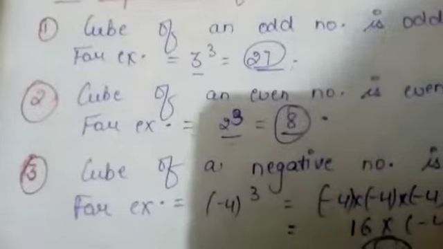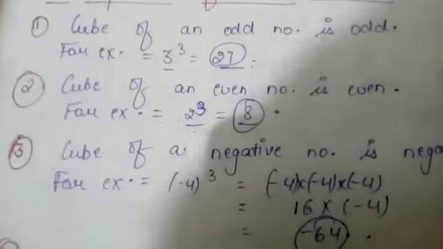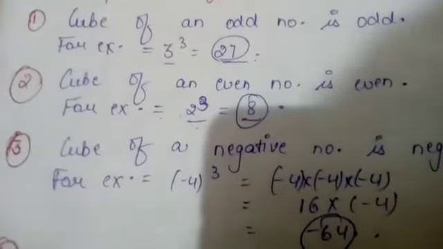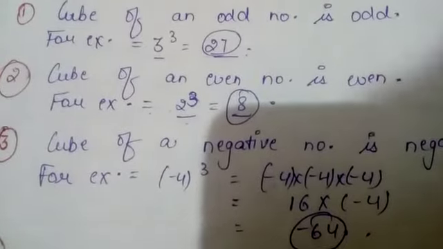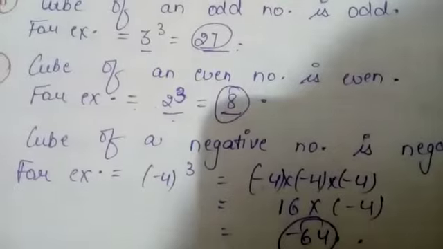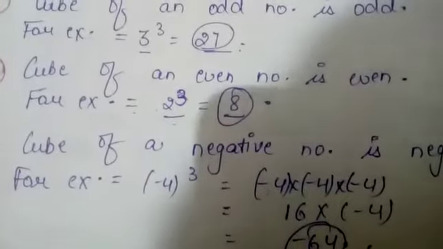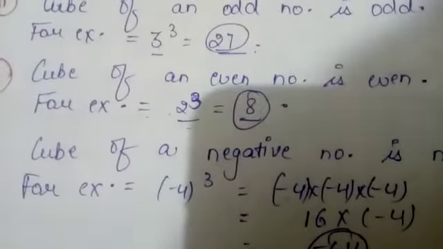Okay. Second property is the cube of an even number is even. It means if we take a number which is even and we have to find the cube of that number, so what we do? We obtain 8. 8 is an even number and the cube root of 8 is 2. So it is also an even number.